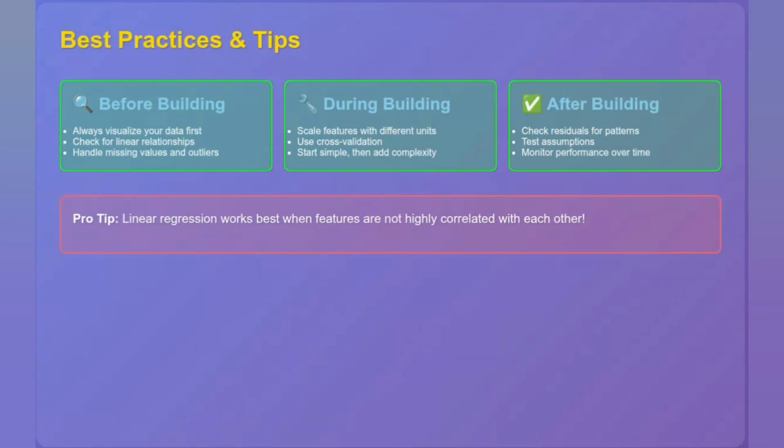Here are the essential tips for success with linear regression. Before building, always visualize your data first. Check for linear relationships. Handle missing values and outliers. During building, scale your features if they have different units. Use cross-validation for robust evaluation. Start simple, then add complexity. After building, check residuals or prediction errors for patterns. Test assumptions like linearity, normality. Monitor performance over time. Pro tip: linear regression works best when your features are not highly correlated with each other.